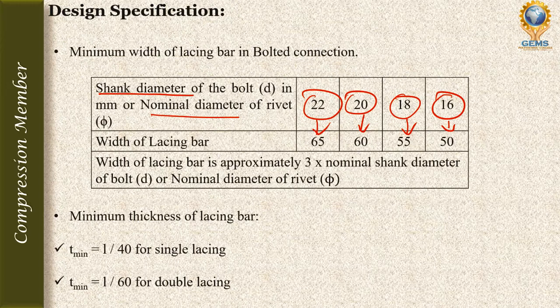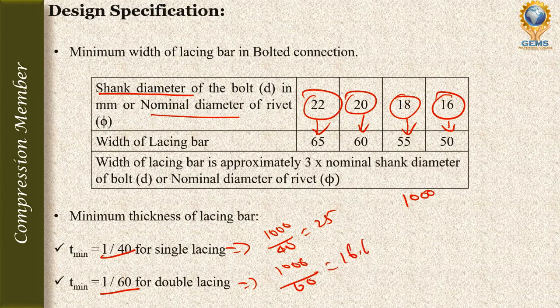What is the minimum thickness of the lacing bar? If it is single lacing, t minimum is length by 40. If it is double lacing, length by 60. So assume it is a 1000 mm length of the lacing bar. t minimum for single lacing is 1000 by 40, that is 25. For double lacing, 1000 by 60, this is 16.66. So this will be the minimum thickness of the lacing bar.